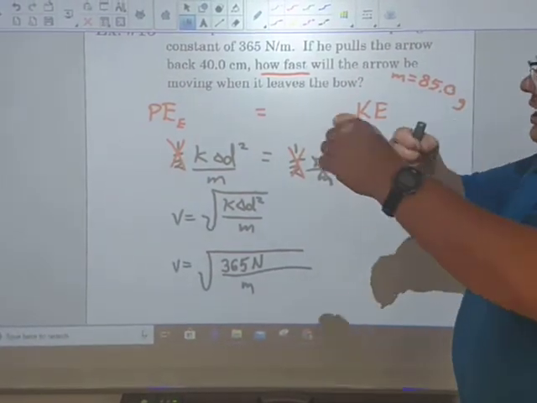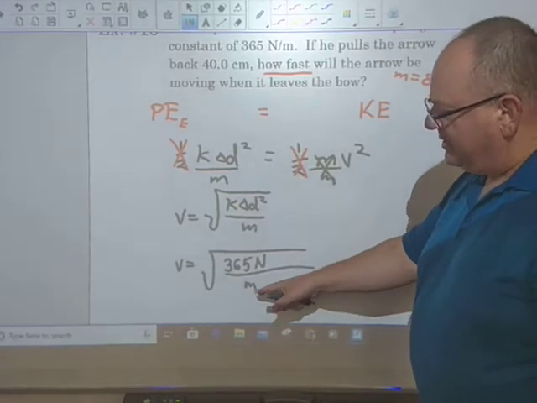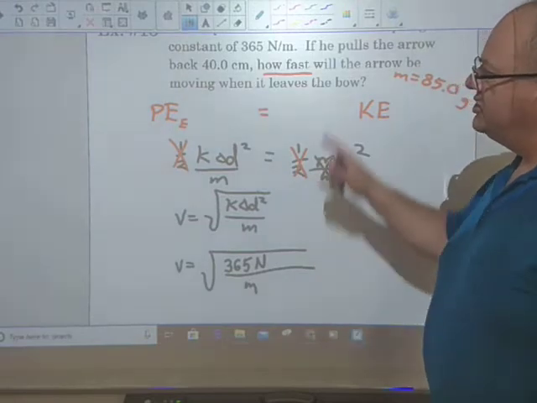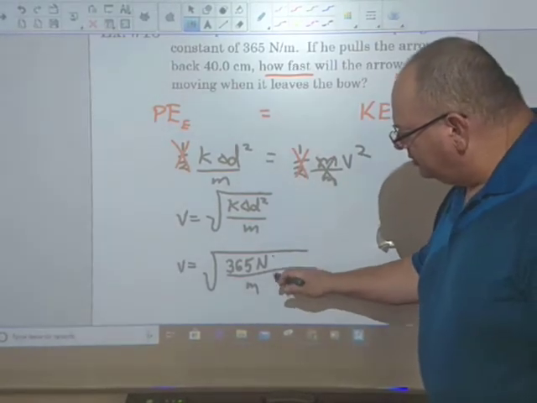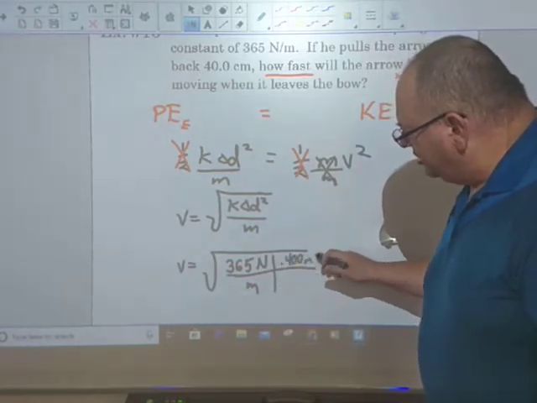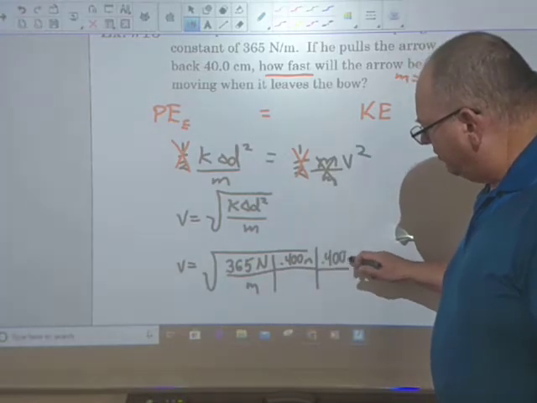All right, the arrow is pulled back 40 centimeters. I've got meters and centimeters. I don't want those mixed together in the same problem. So I'm just going to change that. That's going to be 0.400 meters. And that's squared, so I'm going to do that again, 0.400 meters.